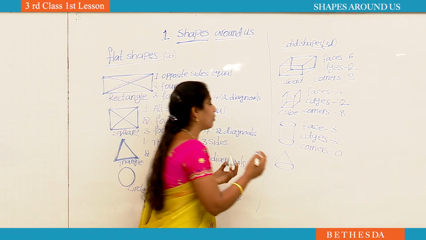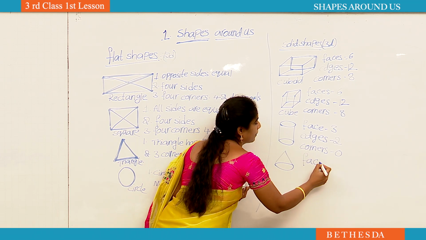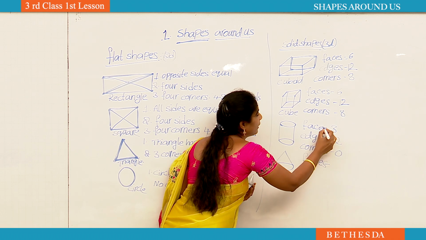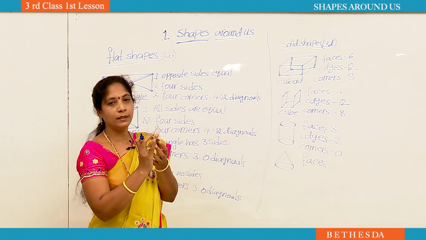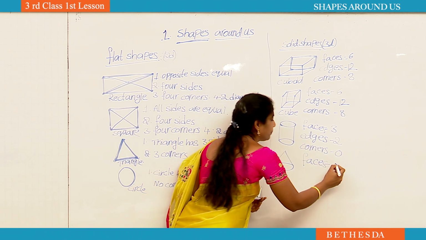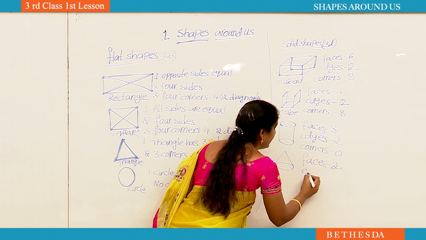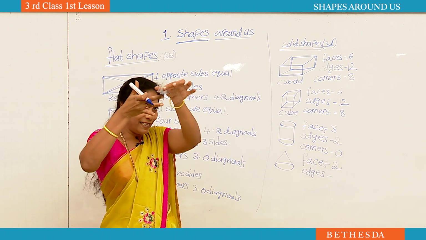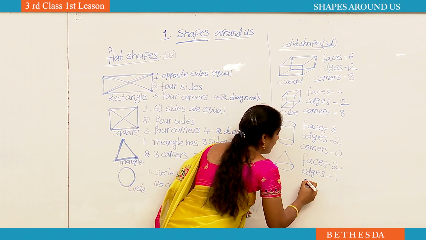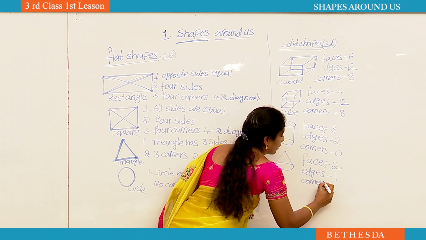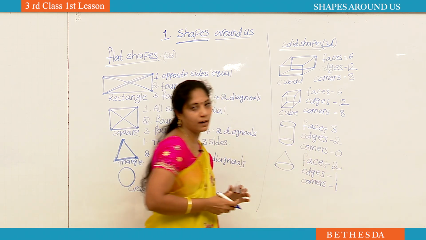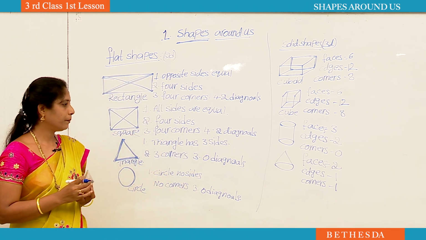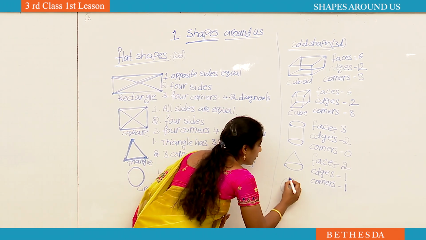How many faces does a cone have? See here, faces. Cone has 2 faces. See here, 1 and 2. Next, edges. How many edges are there? It has only 1 edge. And corners. Only 1 corner. Next, last one is the sphere.